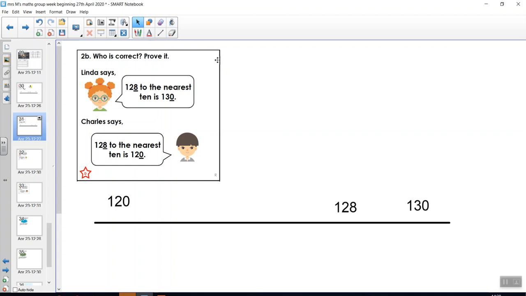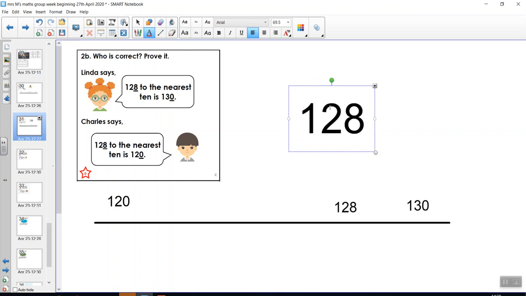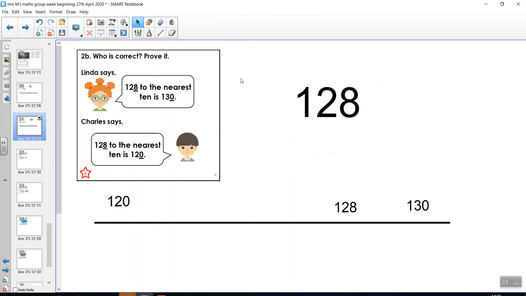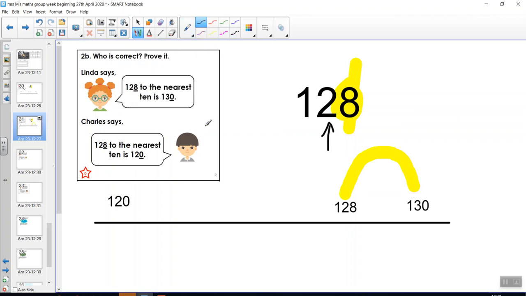If we look at the number and we use our system, we know if we're rounding it to the nearest 10, then this is the place value that will help us, the tens place. And this digit here will help us work out whether I'm rounding up to 130 or whether we're rounding down to 120. 5, 6, 7, 8, 9, climb the vine. So I know that I need to round up to 130. So the person who is correct is Linda. How did you get on?